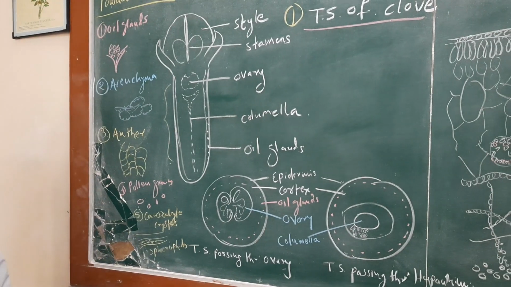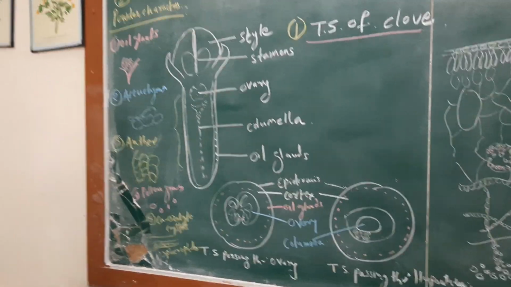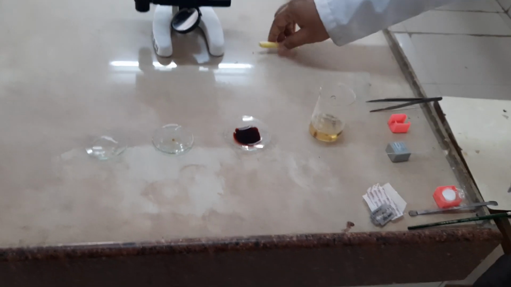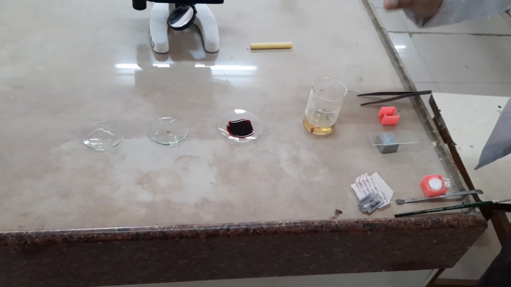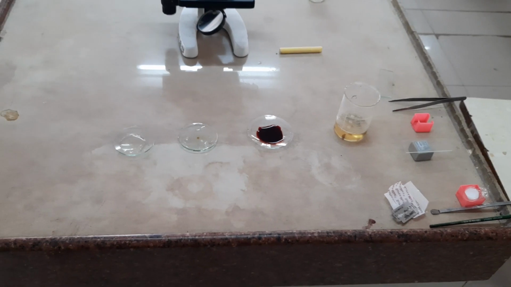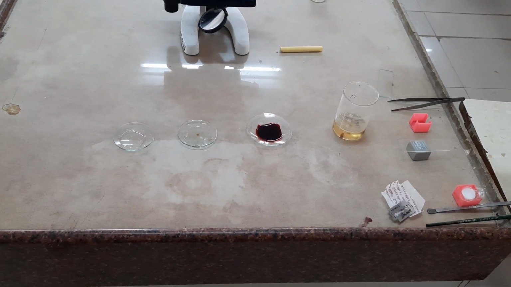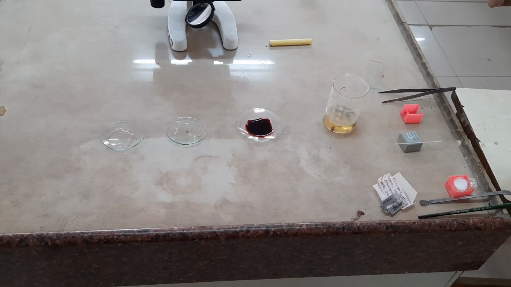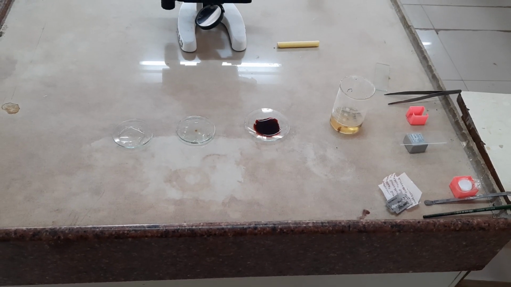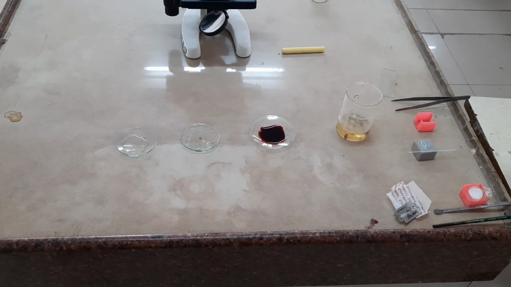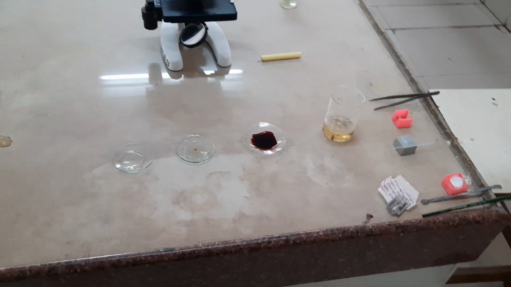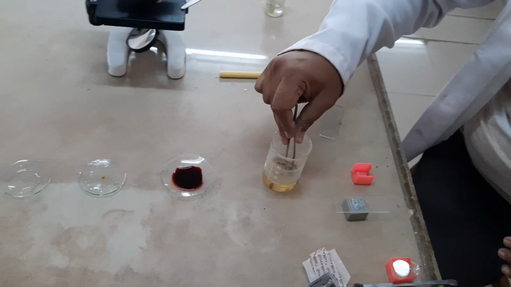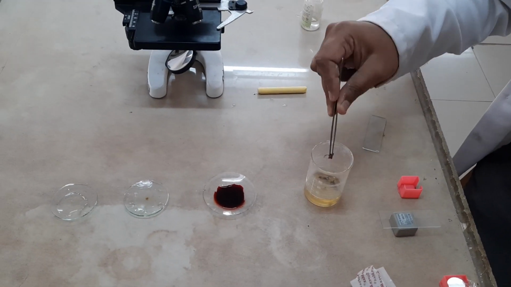Now we will actually take the TS of a clove. Here this is a clove. These are available first in the dried form. You have to select the best quality of clove, then soak it overnight in water, or just go for half an hour of boiling so as to make it very soft. Then from that you have to select a clove.